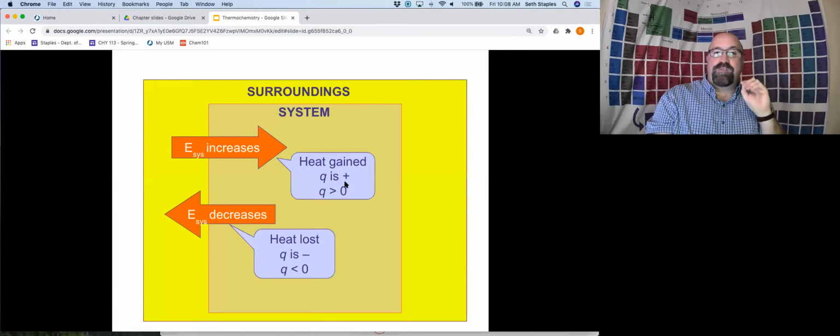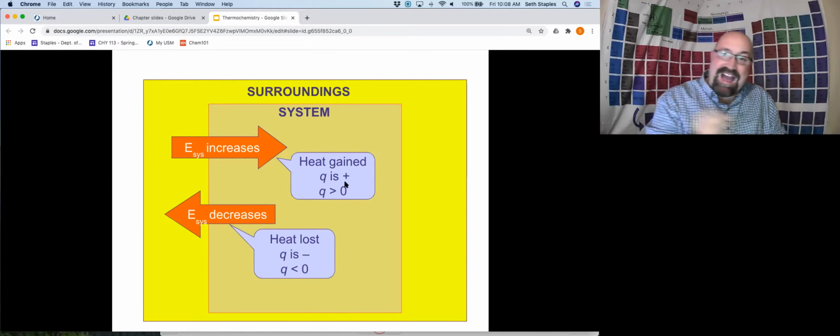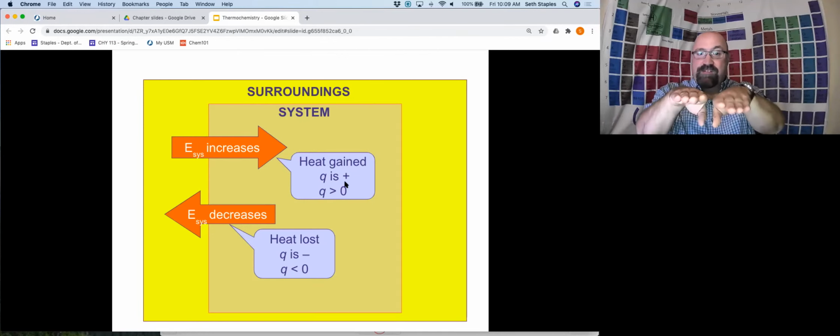As opposed to if heat is lost. If we are transferring energy from the system out to the surroundings, then Q is negative. Q will be less than 0, because again, we're looking at it from the perspective of the system. We had energy here, our energy decreased, and so we lost energy. The system lost energy, so Q would be a negative number.